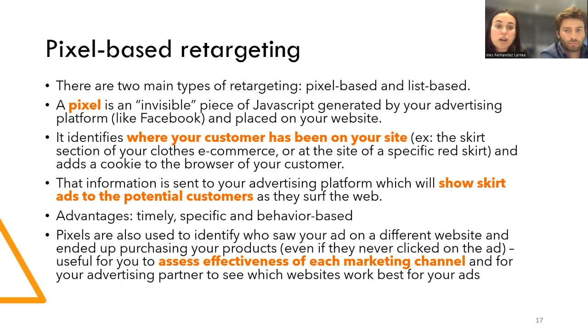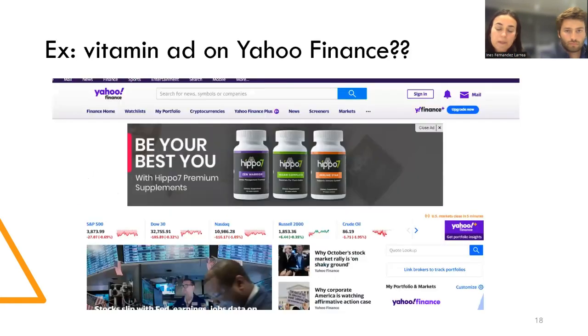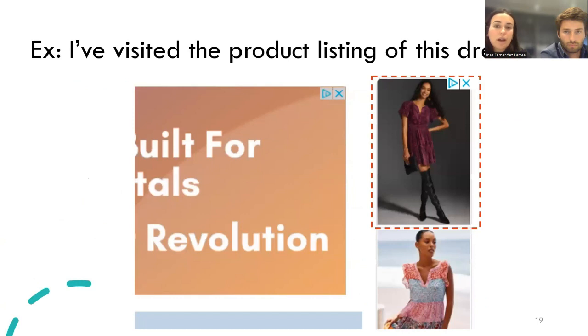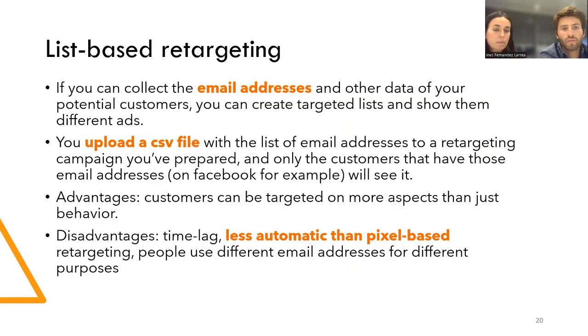Also, pixels are used to identify, for example, who saw an ad on a different website and then ended up purchasing your product. So this would be an example of pixels being used. I was doing some research on vitamin D a few days ago, and now I get the Yahoo Finance website, even though this website has nothing to do with vitamins. Another interesting example is this one where I'm seeing the exact product listing of a dress that I visited a few weeks ago.